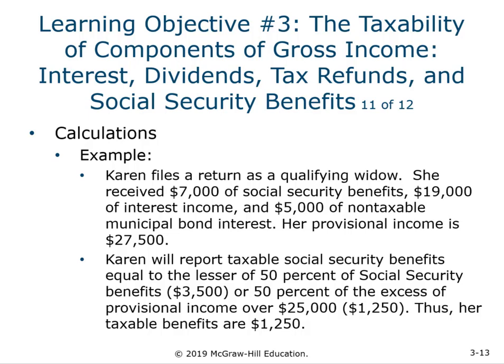Now, when you get to the second threshold, then you have a situation where it's the lesser of 85% of the benefits, or half of the in-between amount plus 85% of the amount over the threshold. And the formula is in your textbook. You'll want to apply that carefully when you work on your homework.